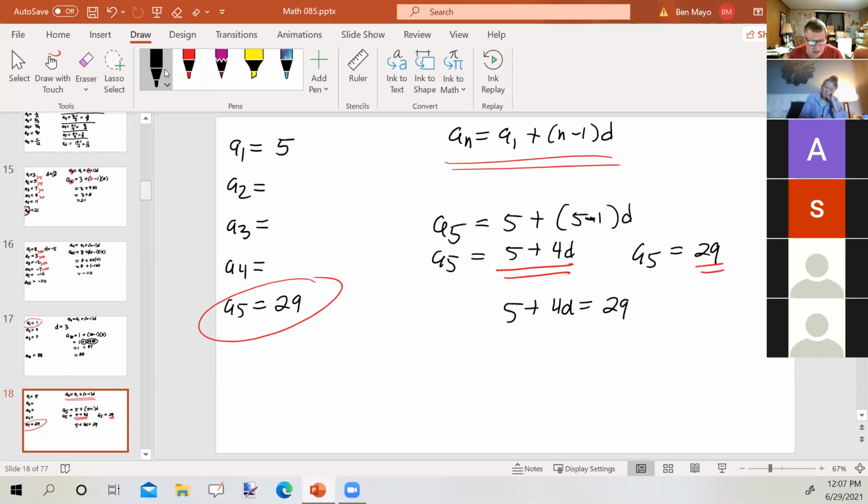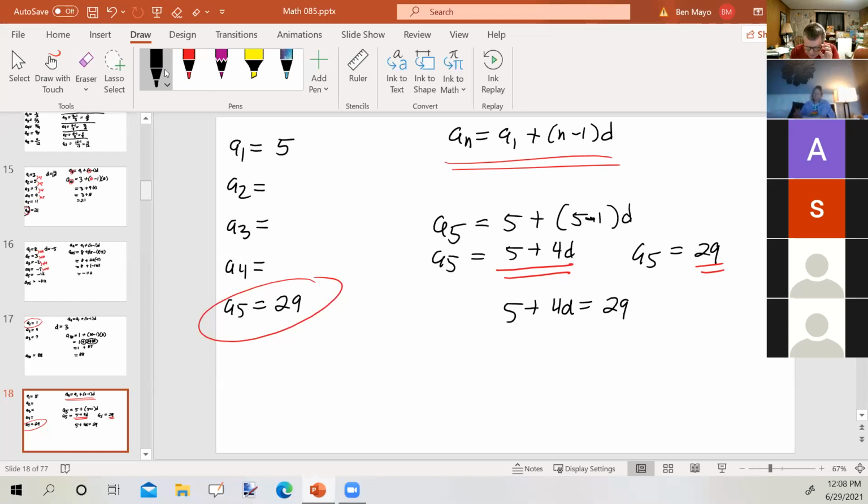Today is Tuesday. Today is hot. We could then say Tuesday is hot. A sub 5 equals 5 plus 4d. A sub 5 equals 29. So 5 plus 4d equals 29.